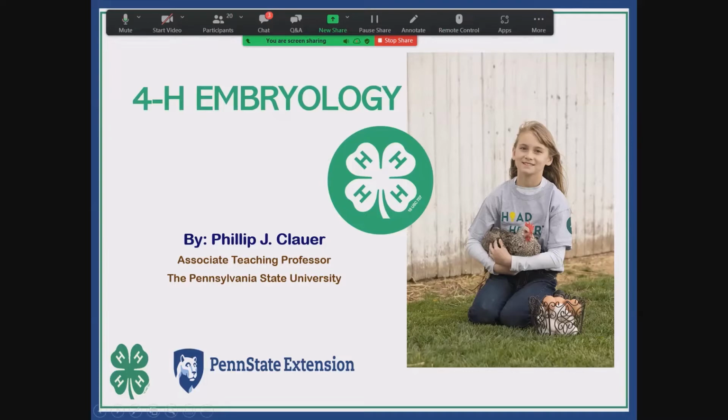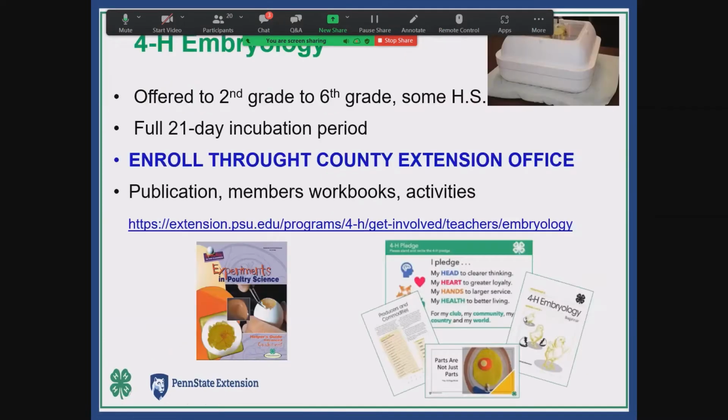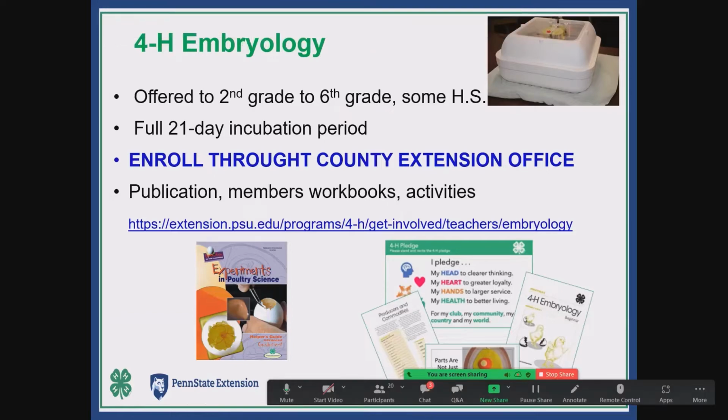I was the national program leader before I even came to Penn State 21 years ago. It enrolls about 40,000 students in schools a year in Pennsylvania. And there's a number of resources that are available. We've revamped this quite a bit during COVID, basically because of necessity and not being in person. To give you an idea what the 4-H embryology program looks like, it's basically offered from 2nd grade through 6th grade. We have some high schools that also participate, but it's mostly 2nd to 6th grade.